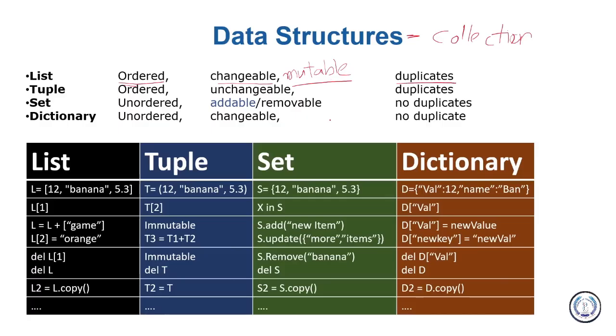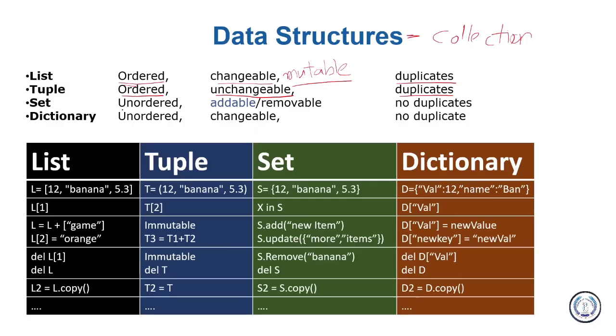Duplicates means the list can contain more than one of the same element. At position number 3 you can have the same item as at position number 5, so duplicates are allowed. Tuple, however, although ordered, with indices for different elements, is immutable. Once a tuple is created, like strings, you cannot change different elements in the tuple. You have to create a new tuple if you want to, but you cannot change the items in the tuple, and duplicates are allowed again.